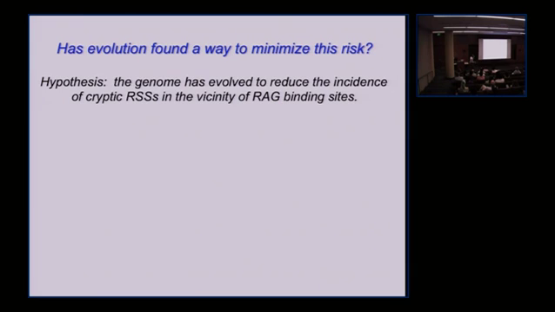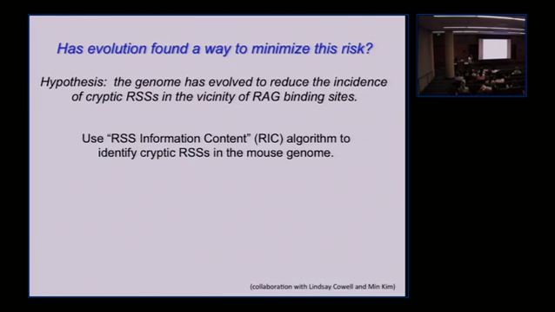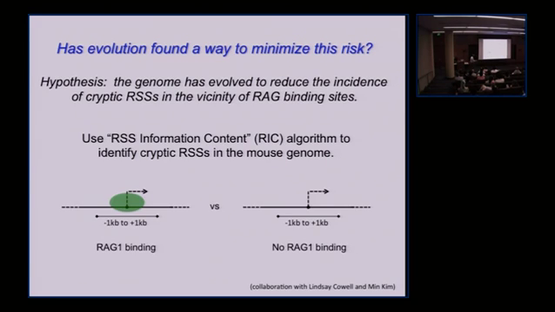And our hypothesis was that the genome has itself evolved to reduce the incidence of cryptic RSSs where RAG was binding. And that was something we could actually test computationally using what's known as the RSS information content, or RIC, algorithm to identify cryptic RSSs in the genome. So what we did was compare the density of cryptic RSSs around transcription sites where RAG binds to those where RAG doesn't bind. And indeed, the density of cryptic RSSs was lower here than here.